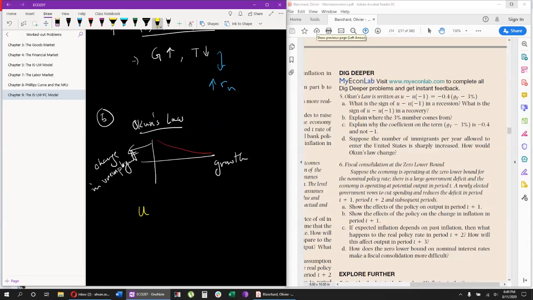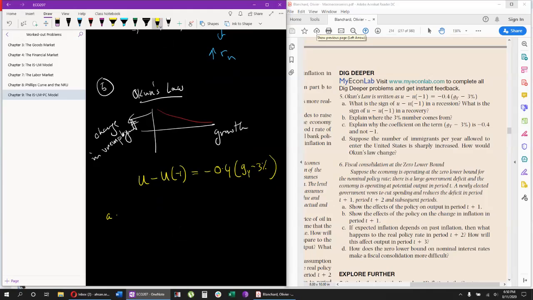Unemployment minus unemployment from the previous period is equal to minus 0.4 times growth of y, so the growth rate, minus 3%. Okay.